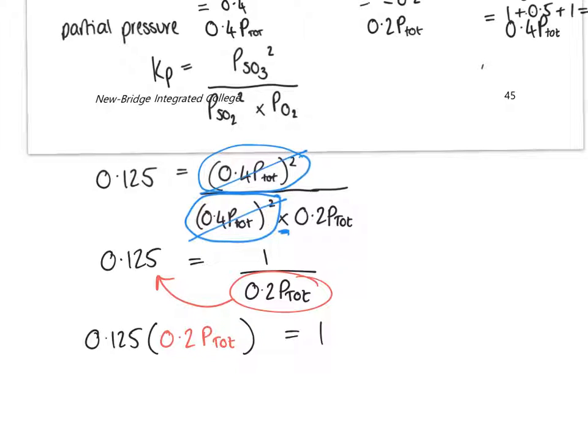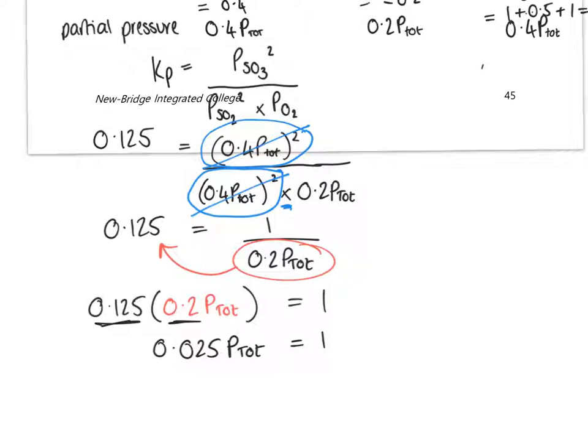Multiplying out that bracket, 0.125 times 0.2 is 0.025 P total, and that is equal to 1. Now to find P total, I just need to bring that 0.025 to the other side of the equation. So P total is 1 over 0.025, which equals 40. At this point I need to think about my units for pressure.